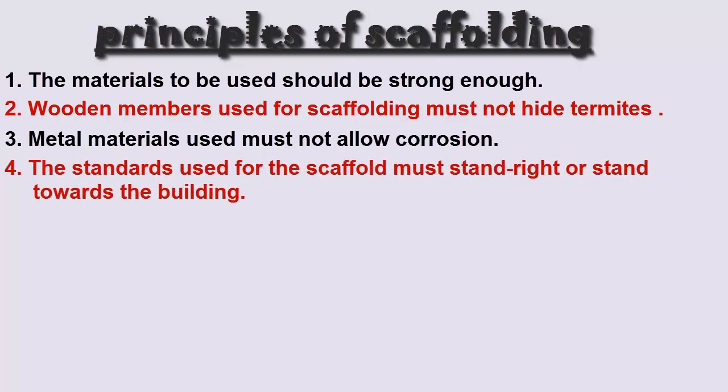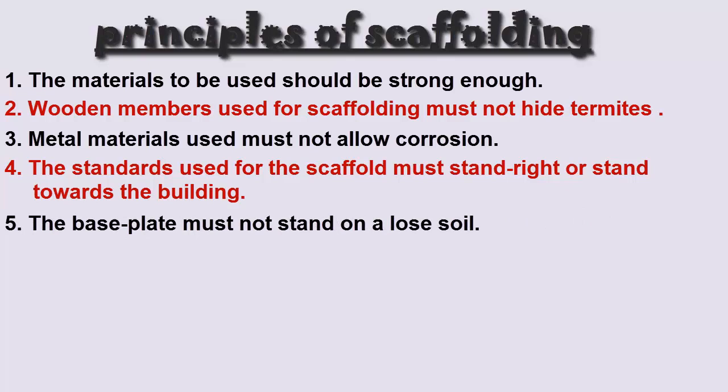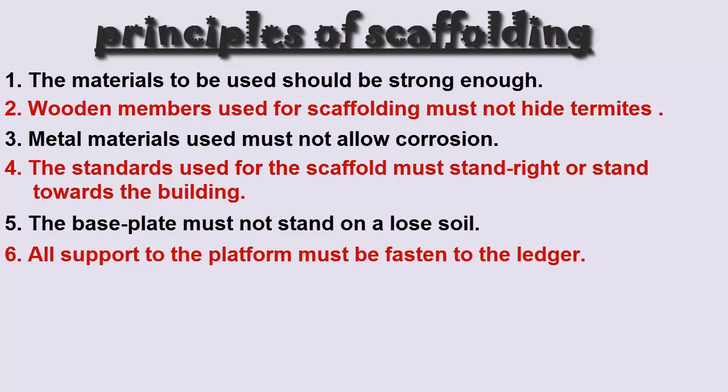used for the scaffold must stand upright or slant towards the building. It must stand upright or towards the wall that is going to support it. Number five, the foot, which is called the base plate, must not stand on loose soil. It must stand on a very strong base. Number six, all supports to the platform must be fastened to the ledger.